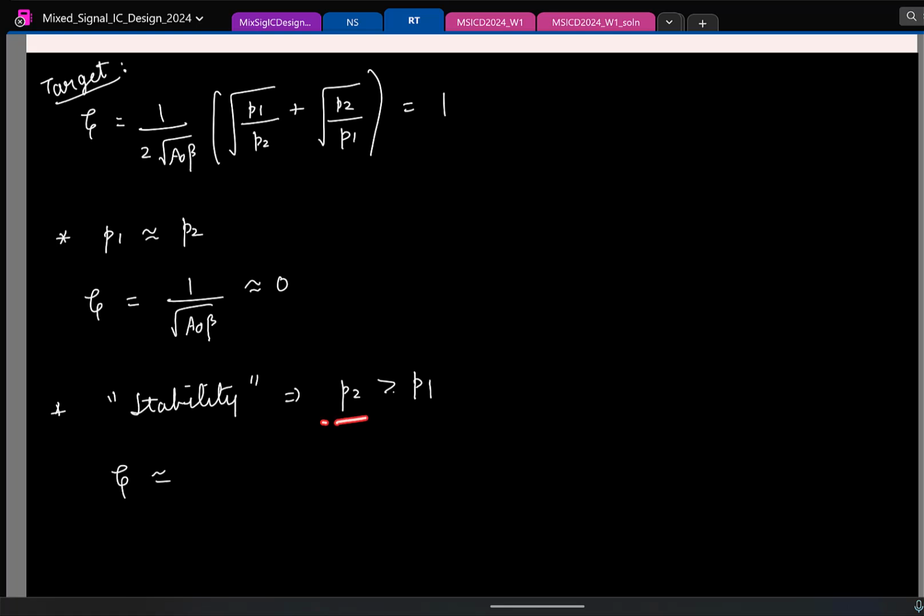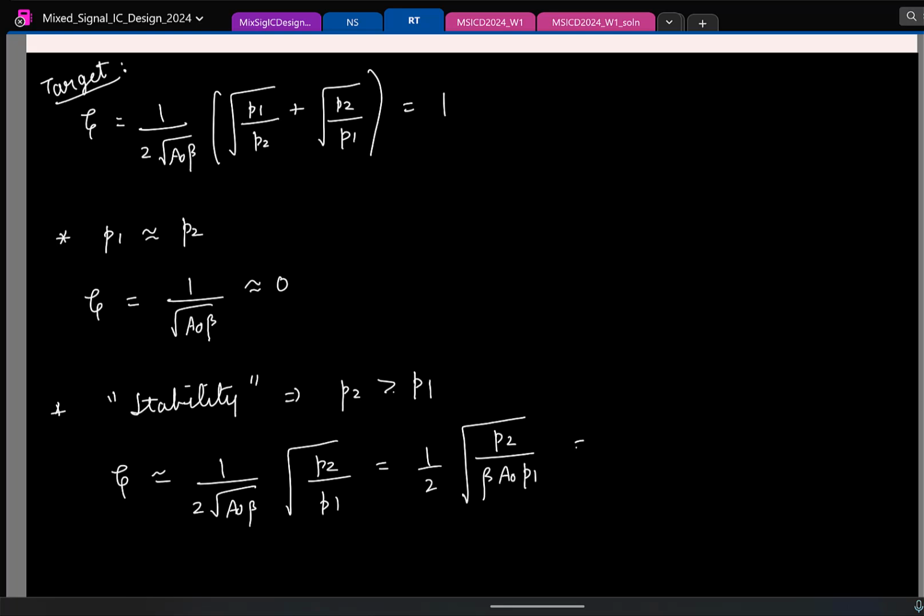If P2 is larger than P1, which of the 2 terms will dominate? First term or second term? Right, so that's all. You just take it. So this is basically 2 root A0 beta times the second term, which is P2 by P1. Yeah, now I know that the expression for zeta is correct. So this is basically 1 by, you can write it like this, 1 by 2 square root of P2 times beta A0.